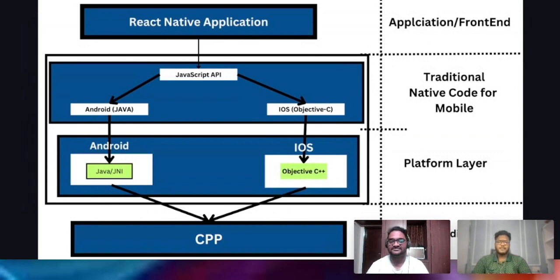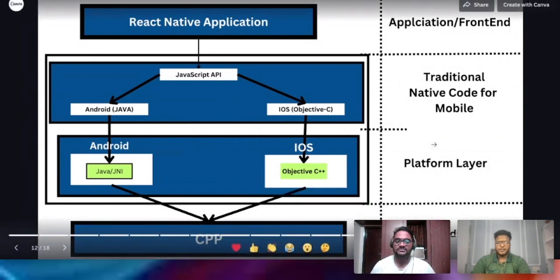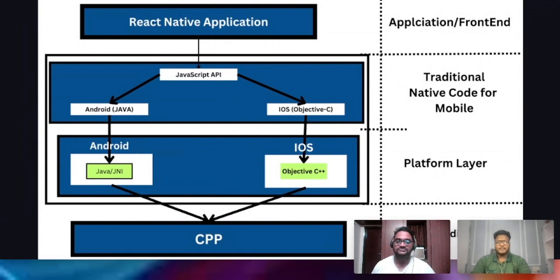To be precise, the front end project has been separated from the plugin, or React Native library, which is the middle block you are seeing. And the third box at the bottom is the CPP layer, which is the backend.